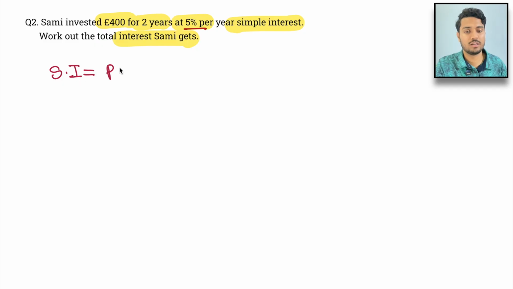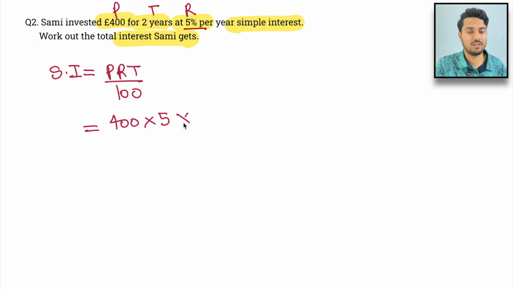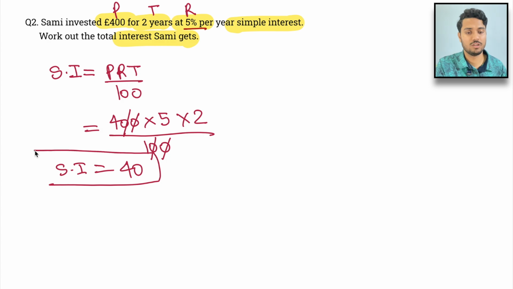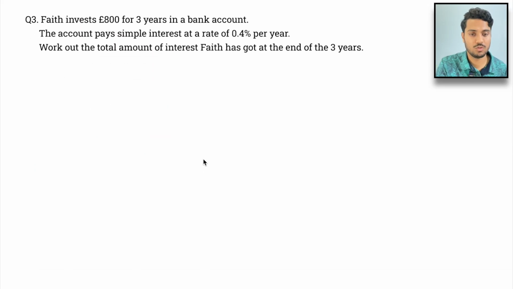So simple interest is again PRT upon 100. The value of P is 400. T is 2 years. R is 5%. Let's substitute the values. So 400 multiplied by 5 multiplied by 2 divided by 100. 0, 0 cancel out. 5 into 2, 10. 10 into 4, 40. So answer is simple interest is 40 pounds. And that's the answer. Let's move on to next question now quickly.